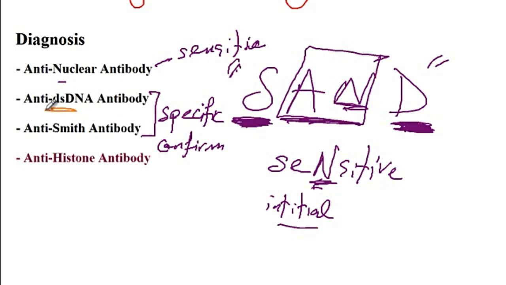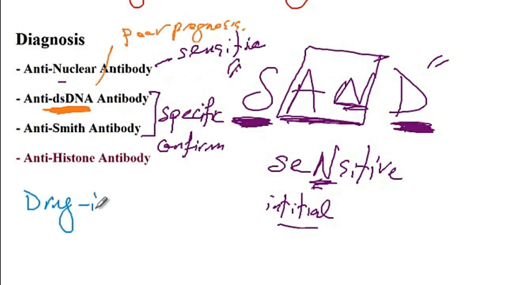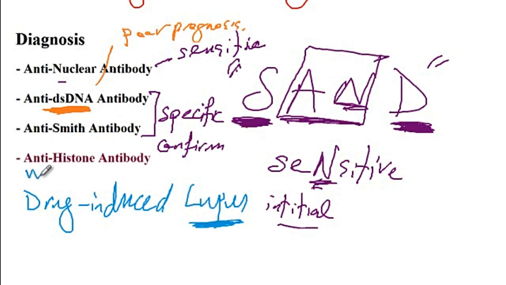You should also know that patients that are positive for anti-double-stranded DNA antibody have a poor prognosis. Finally, there are medications that can cause drug-induced lupus. And any drug that causes the development of lupus, in those patients there will be a positive anti-histone antibody. So there is a 100% positive rate for anti-histone antibodies in patients that have drug-induced lupus.